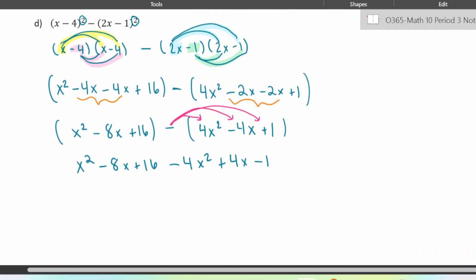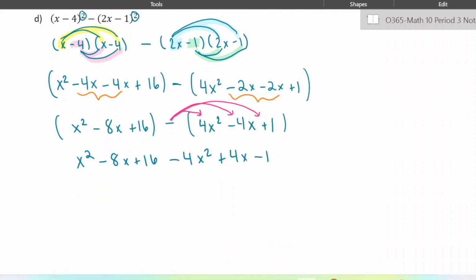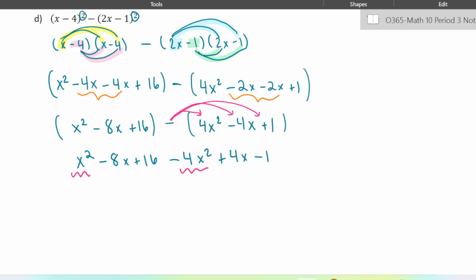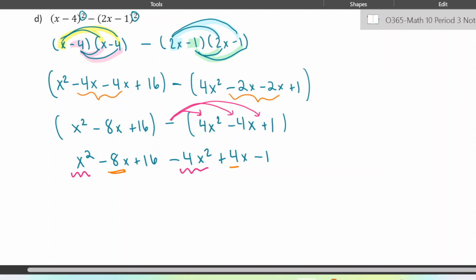And now we're just going to combine terms like usual. So any like terms can go together. So let's do the x squareds first, and then we'll do the x's, and then finally we'll do the constant terms. Okay, so let's do the pinks first. 1 minus 4 would be negative 3x squared. Let's do the oranges now. Negative 8 plus 4, so negative 4. And finally, 16 minus 1 gives us 15.